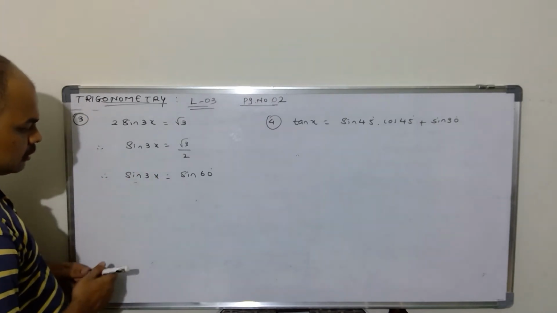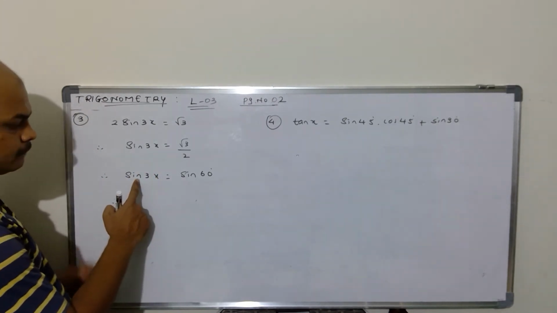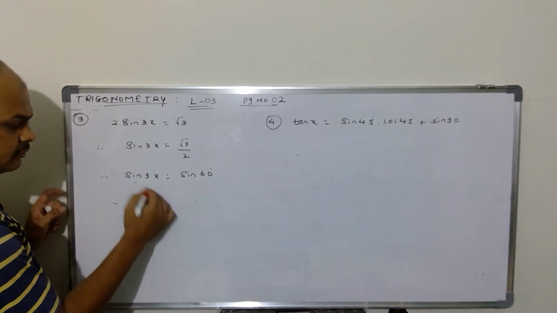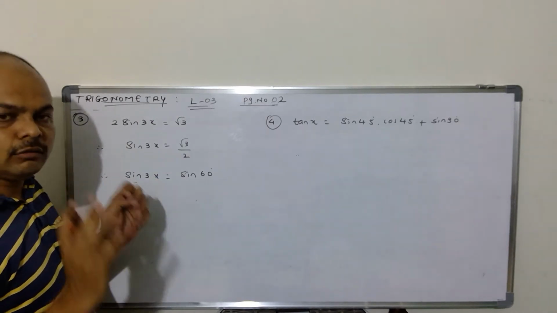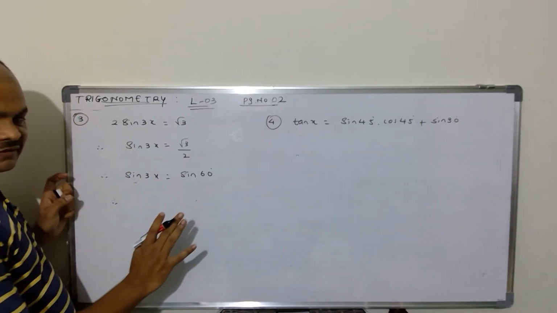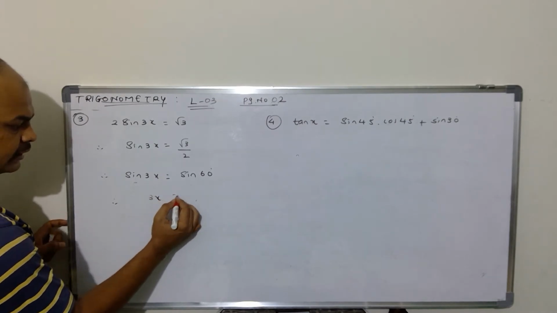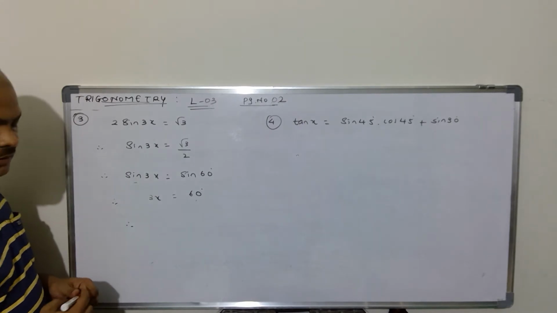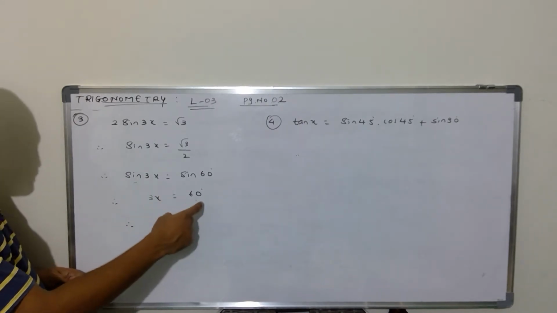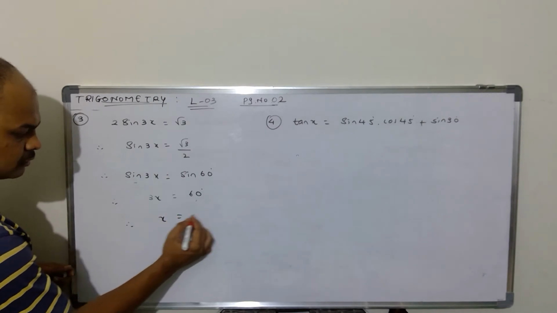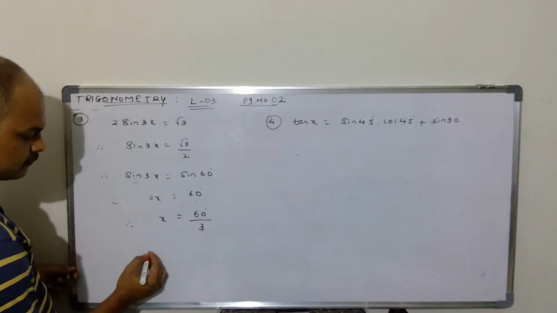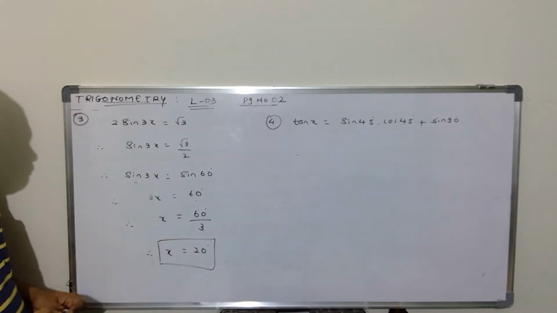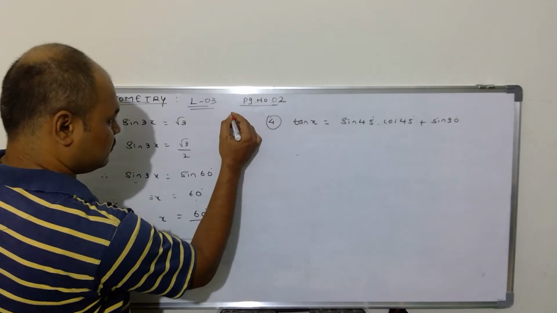Okay. Now sine on both sides will be cancelled, but don't cancel like this one. It's a somewhat different process which is not in your syllabus. So just don't cancel. So what is left? 3x. What is left? 60 degree. Sine is cancelled. Okay. Now 3x and 60. So 3 will go to the other side. So x is equal to 60 upon 3, so x is equal to 20 degree. So we have solved the first question.